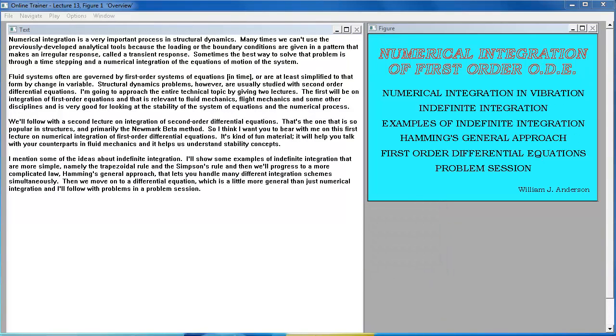Fluid systems often are governed by first-order differential equations or are at least simplified to that form by change of variable. Structural dynamics problems, however, are usually studied with second-order differential equations.